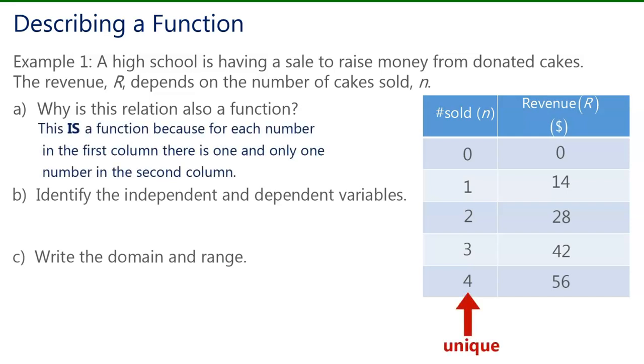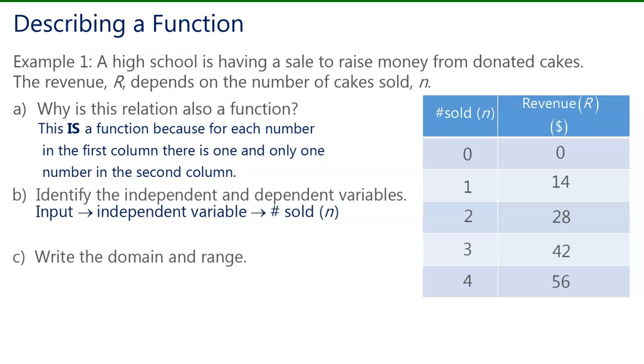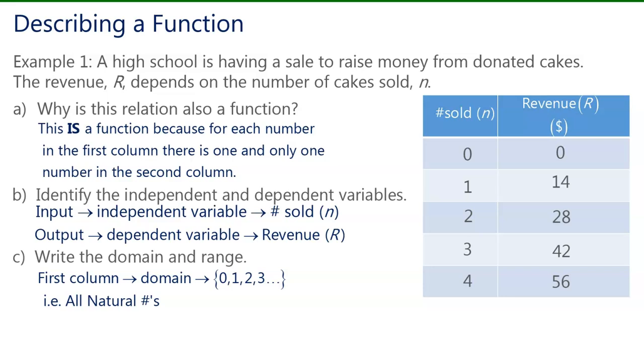This is a function because for each number in the first column, there's one and only one number in the second column. The numbers in the first column, the N column, the number sold column, are unique. The input is the independent variable, which is the number sold. The output is the dependent variable, which is the revenue R. The first column is the domain.